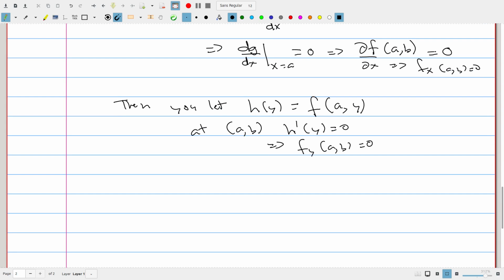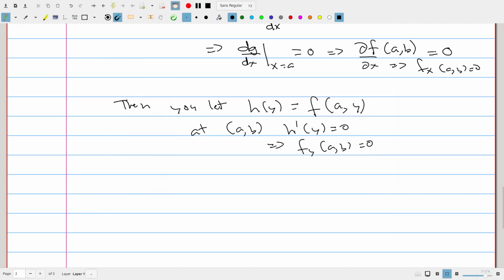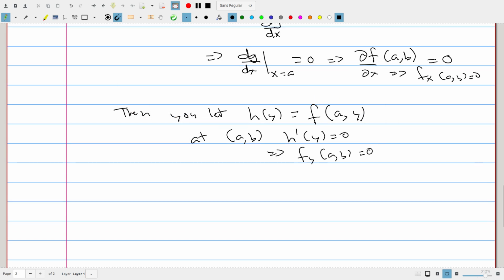At the local maxima or local minima. Great. So what do we do next? We do an example next. Okay, so notice something here.